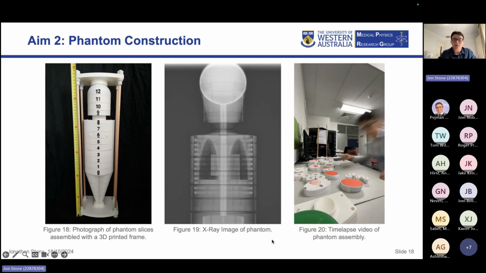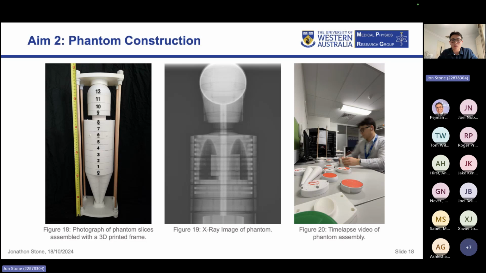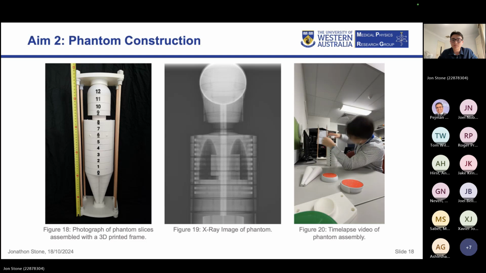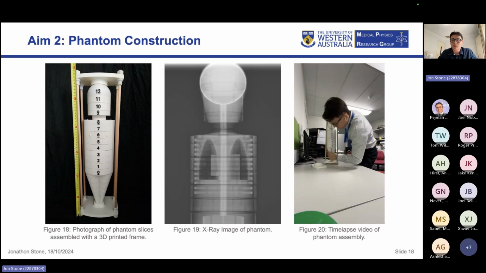So here's me putting the phantom together in this frame. You can see the phantom measured about 51 centimeters in height, not including the frame. And under an X-ray image, the phantom exhibited suitable attenuation characteristics. You can see the bony regions exhibited higher attenuation compared to the soft tissue, which also exhibited higher attenuation compared to the lung tissue. This is just a little time lapse of me assembling the phantom in this frame.